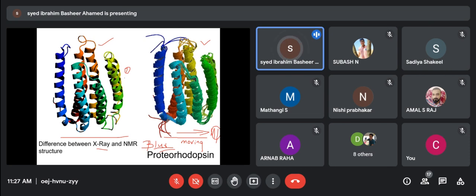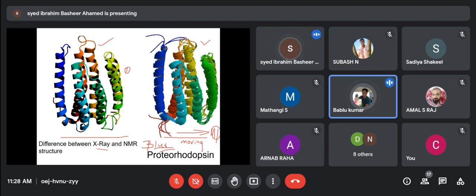Has anybody seen the PDB file? Guys, have you ever visited the PDB site? Yes, sir. Did you download a protein structure? Yes, sir. So what did you see in the PDB file? The coordinates of atoms. Yes.